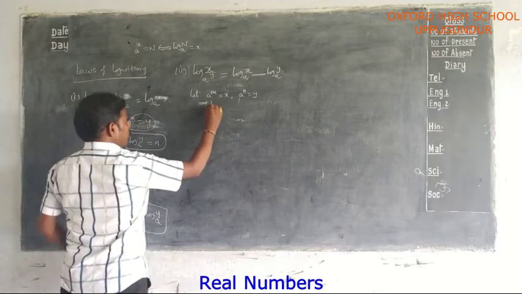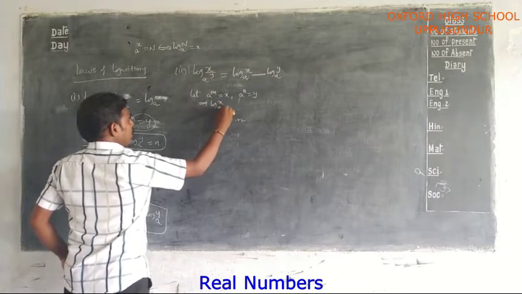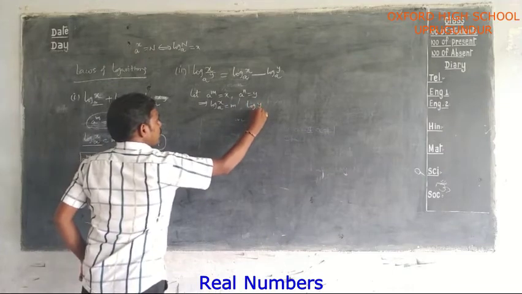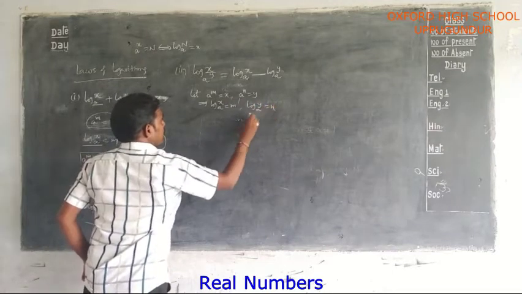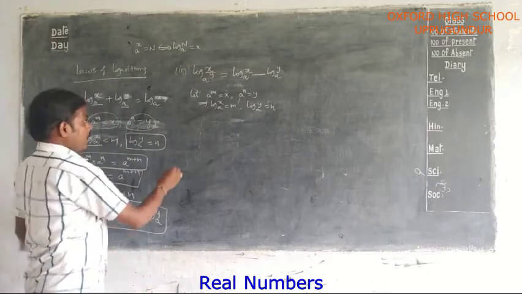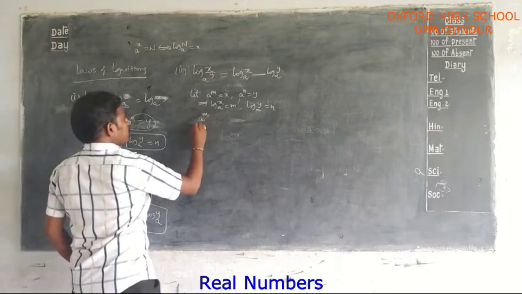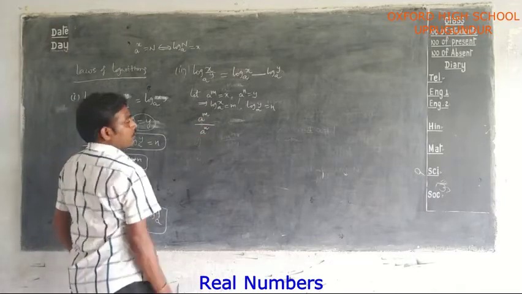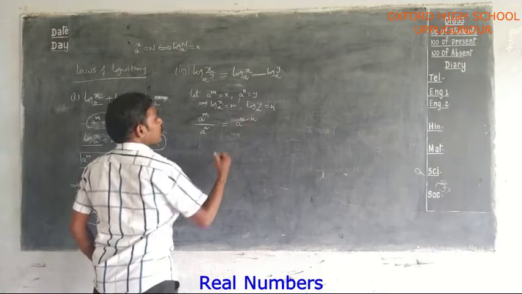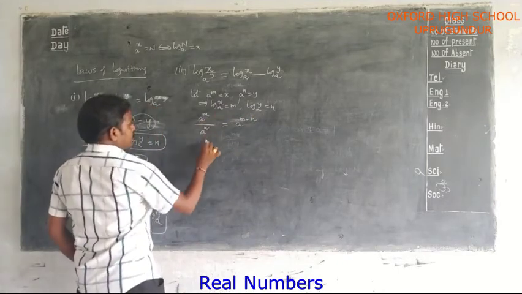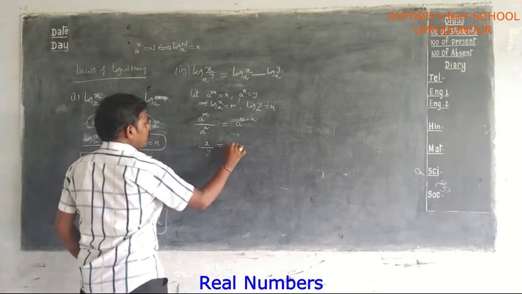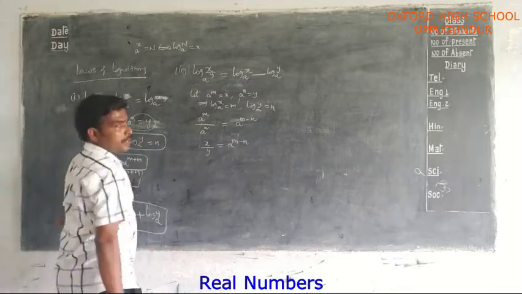For this logarithmic form, log x base a equal to m. Similarly here, log y base a equal to n. Now what you have to find? x by y. So a power m by a power n equal to a power m minus n. So what is a power m here? x. a power n means y. x by y equal to a power m minus n.